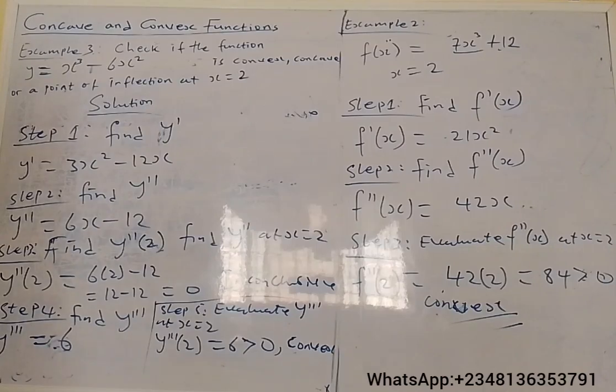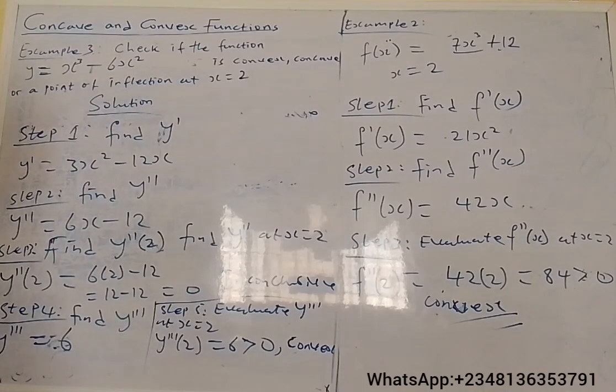But if the second order derivative evaluated at a point is negative, that is, it is less than 0, we say the function is concave. If it's greater than 0, we say the function is convex, like this. But if it's less than 0, we say the function is concave. But if the second order derivative evaluated at a point is equal to 0, the test is inconclusive. We need to carry out further investigation.